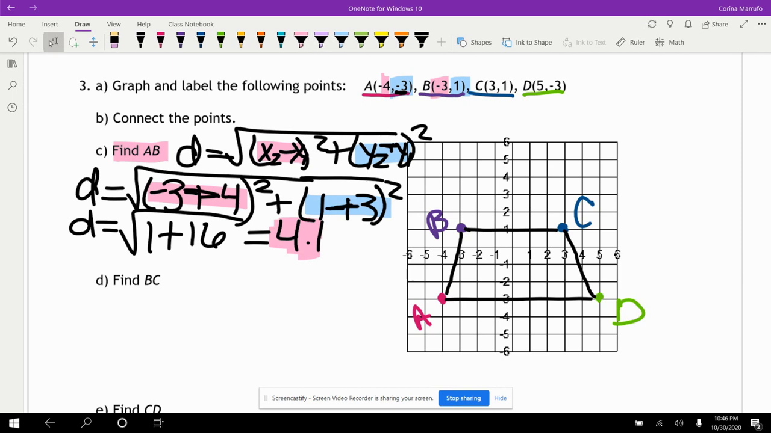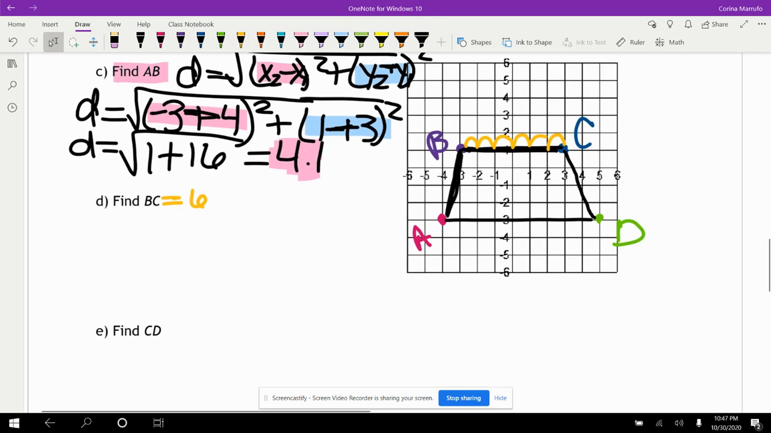Okay, now let's find the distance from B to C. Now, if you notice from B to C, it is not slanted like A to B is. It is straight across on these lines. So we don't have to use a distance formula. We can just count the spaces. So 1, 2, 3, 4, 5, and 6. So BC gives us exactly 6.